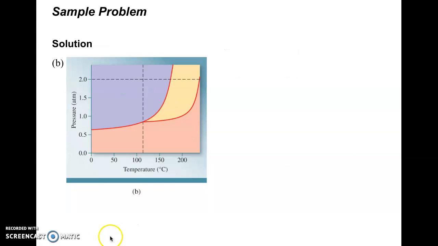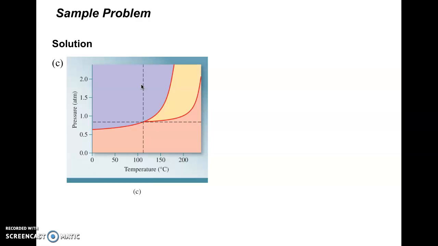All right, so now what we wanted to look at was what phase it is in at 2 atmospheres and I believe 110 degrees. And what we see is that it's smack dab in that purple, so it's in the solid region. And for C, we wanted to know where the triple point occurred. So we just draw lines to the axes and we see it's at 0.8 atmospheres, a little bit below normal pressure, and 115 degrees C. All right, that is it for chapter 12.